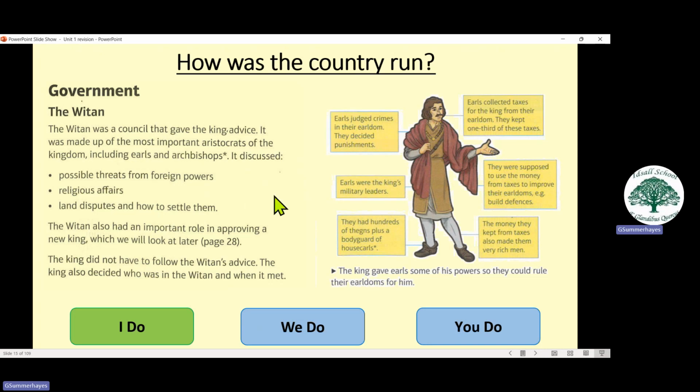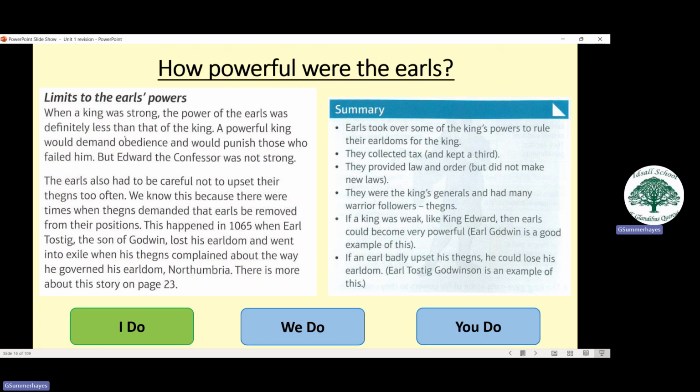Now, the king, when he was alive, did not have to follow what the Witan said. They had no executive power in that sense. However, they had influence. And obviously, he knew when he died, they would choose the next king. So there was some advantage to keeping the Witan and the earls happy. So when you had a strong king, the earls were less powerful. That probably goes without saying. However, Edward was not that sort of king. He was respected, but he was not strong and feared.